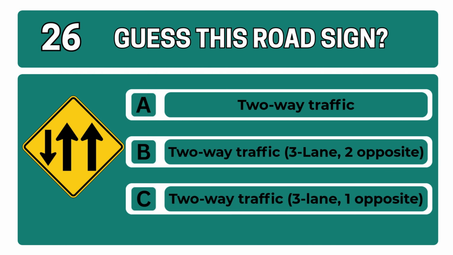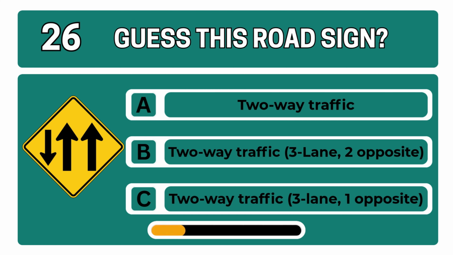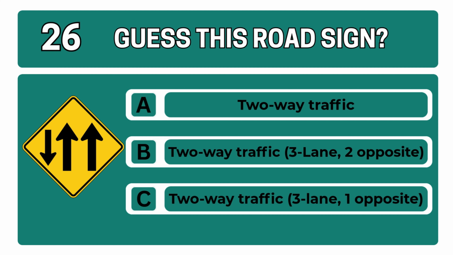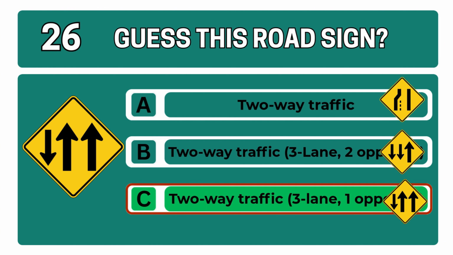Question 26. Guess this road sign. A. Two-way traffic. B. Two-way traffic, 3-lane, 2 opposite. C. Two-way traffic, 3-lane, 1 opposite. The answer is C. Two-way traffic, 3-lane, 1 opposite.